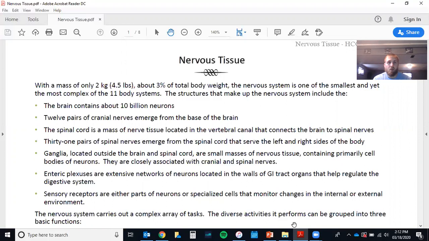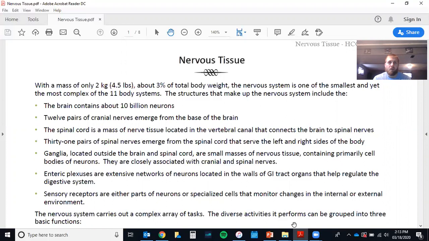So first things first, introducing the stuff that makes up the nervous system. Even though our nervous system is rather small, only representing about 3% of our total body weight, it's really complex. Physiologically, it's probably the most complex of the 11 body systems. Anatomically, there are some definite complexities, but there just aren't as many structures.